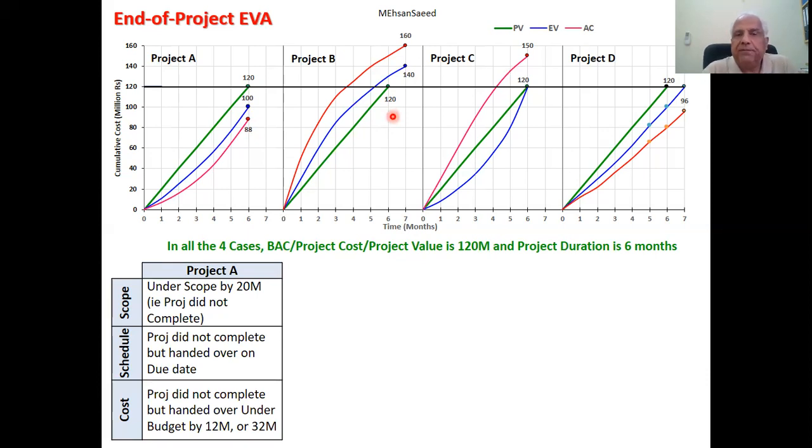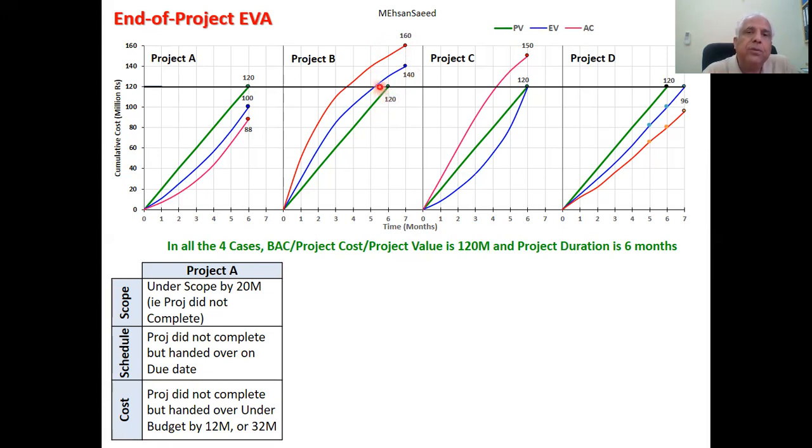Let us see the time factor, time schedule. This project was to complete in 6 months. It completed in 7 months. So 1 month late. Cost. The budget allocated for this project was 120. The project has spent 160. So over budget by 40. However, if you look at the earned value, of course, this project has greater earned value now, 140. Then you can say it went over by 20.